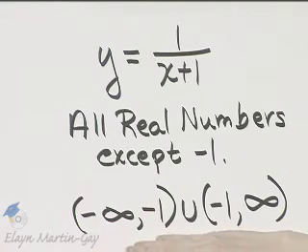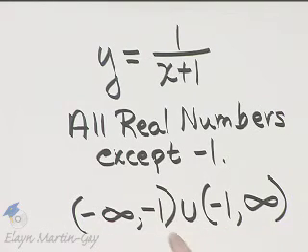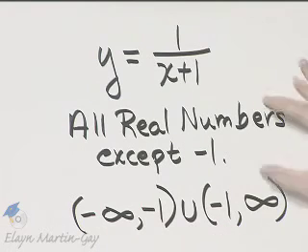Can you see I have all real numbers here except -1? So this is the domain, and this is just another way of writing the same domain.